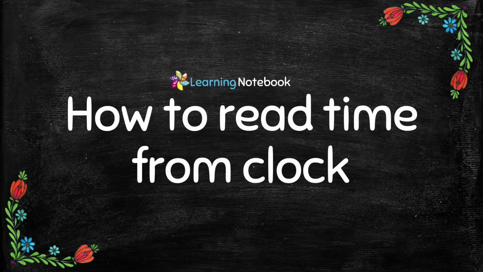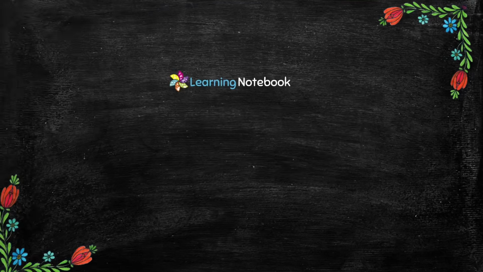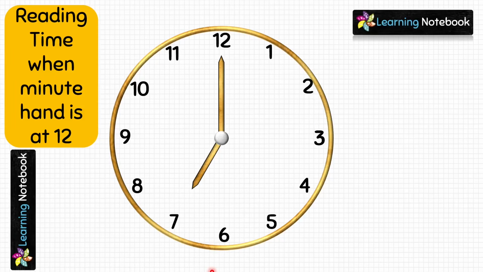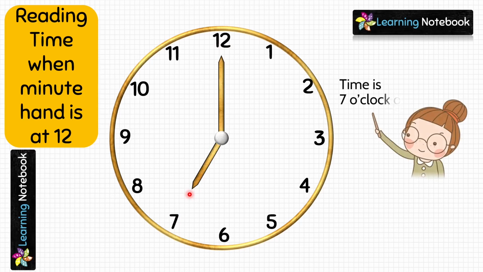Now let's continue and understand how to read time from a clock. First we will learn how to read time when the minute hand is at 12. Students, look at this clock. Here, the minute hand is at 12 and the hour hand is at 7. We read this time as 7 o'clock or 7.